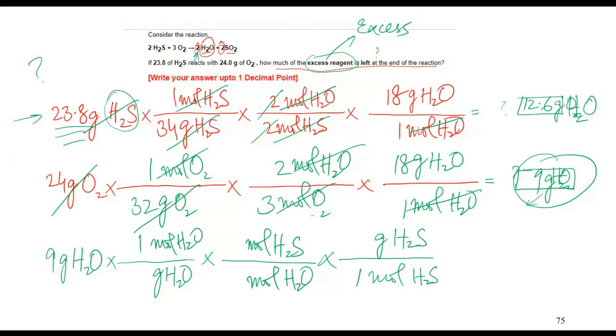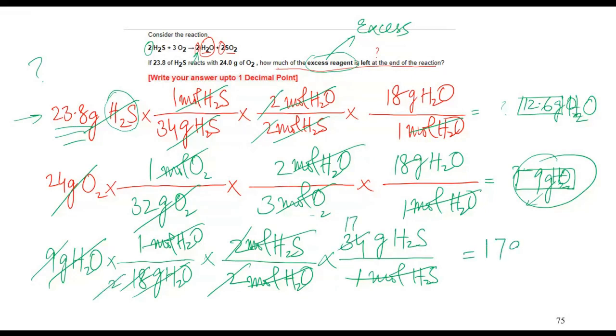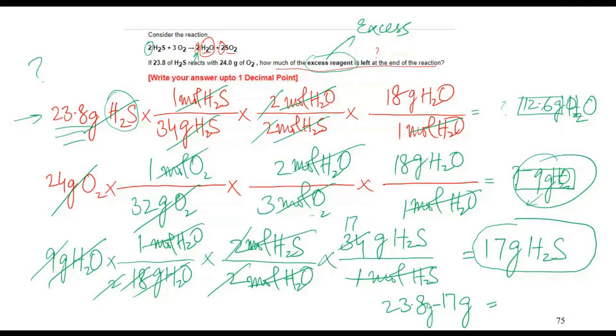Now 1 with mole, 1 with mole, with gram 18, with gram 34. H2S 2 and H2O here 2. So both have 2. Mole of H2S, mole of H2O cancel. 2 will be cancelled with 2. Gram of H2O cancel. It is 9 multiplied by 34 divided by 18, 17. So what is your answer? 17 gram of H2S. So actual 17 gram of H2S is used to prepare 9 gram of H2O. So what is excess? 23.8 minus 17 gram. What is the answer? 6.8 gram. 6.8, boys. This is your actual answer.